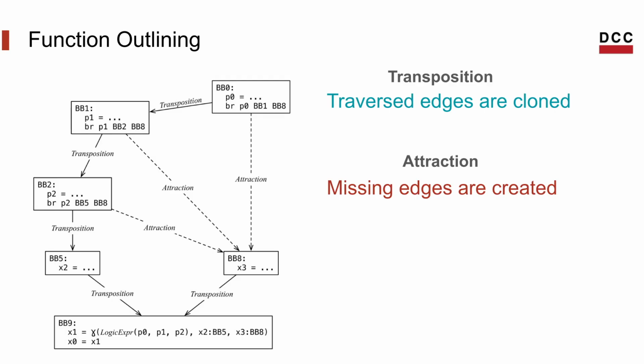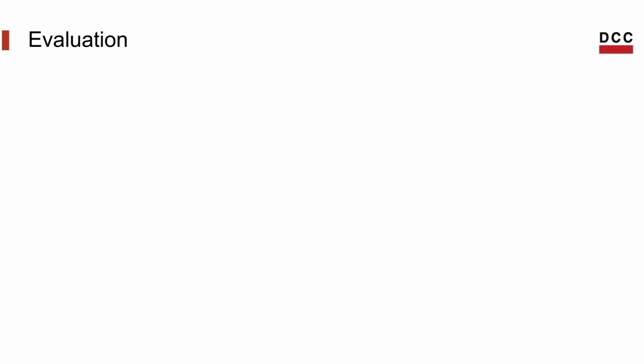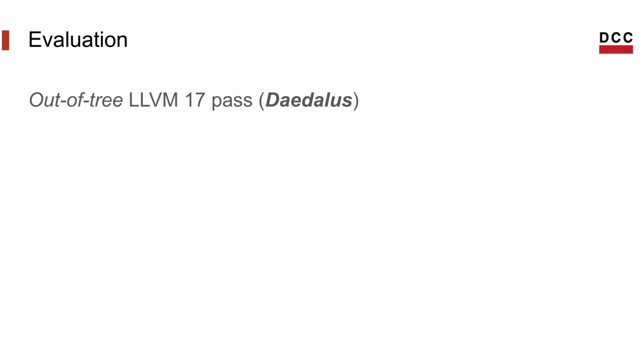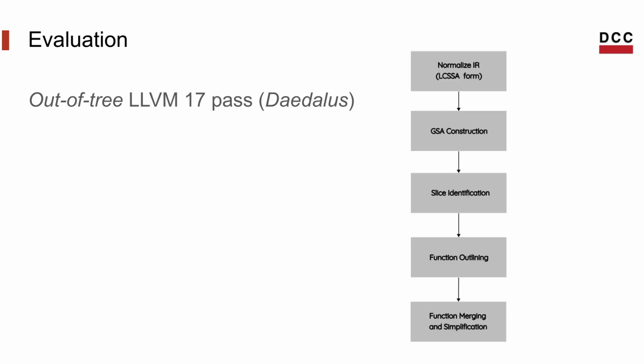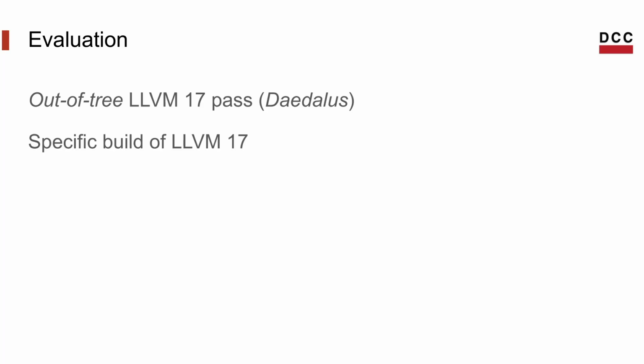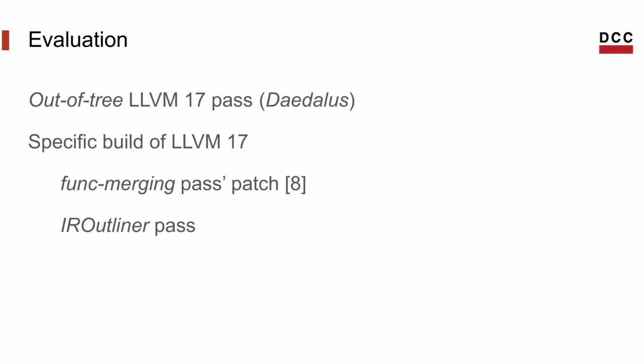To evaluate all algorithm implementations, an LLVM pass named dataless was developed for LLVM 17. The pass implements all phases described before, going from IR normalization to function merging and simplification. We also modified a build of LLVM 17 to support the baselines. The first modification was to introduce the func merging pass that implements function merging by sequence alignment. We also compared our results with the standard IR outliner pass from the compiler trunk.